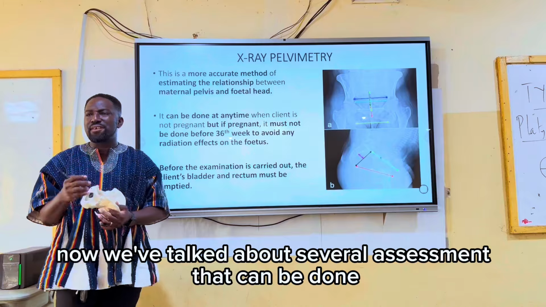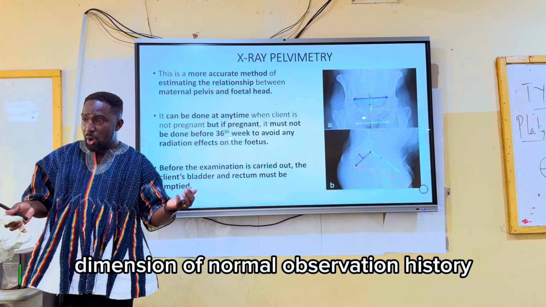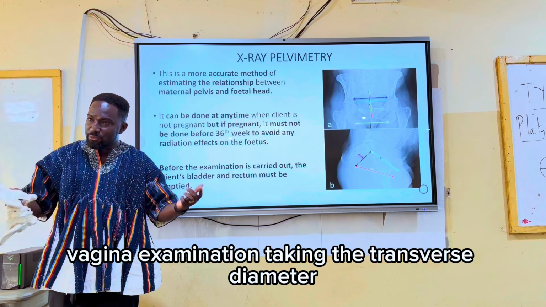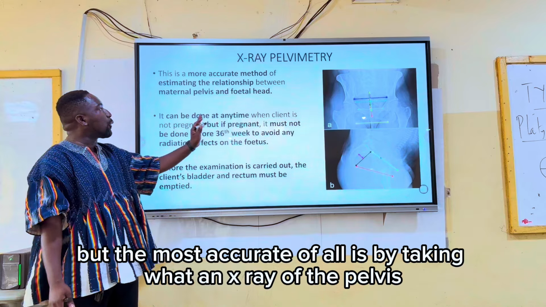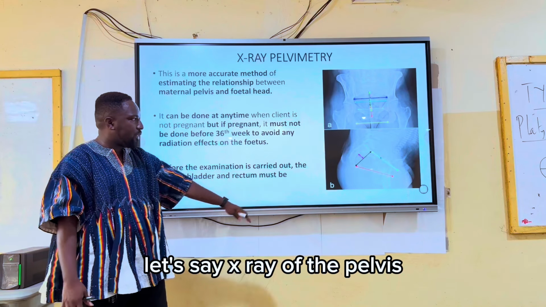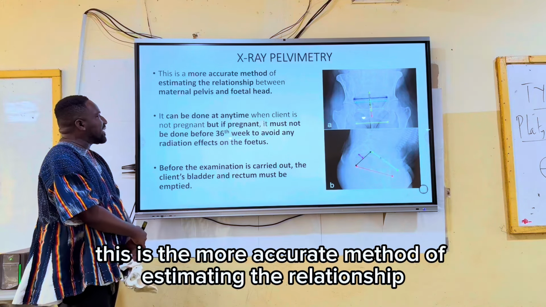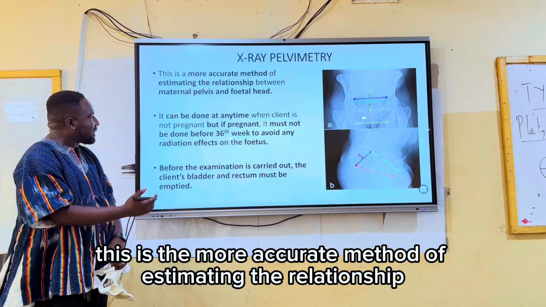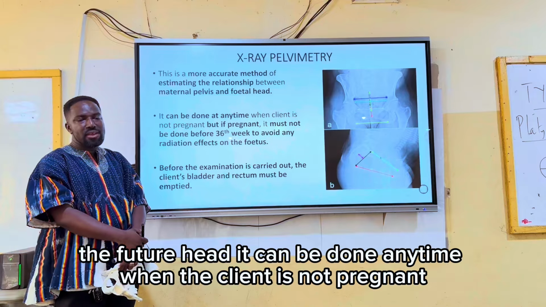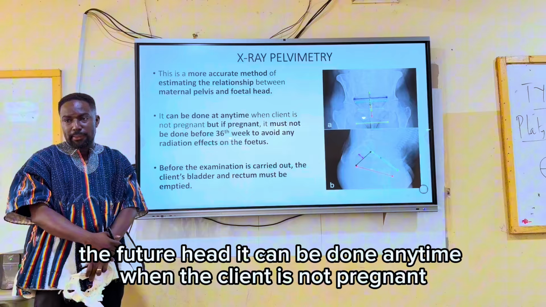Now we've talked about several assessments that can be done at the antenatal clinic. We've mentioned normal observation, history taking, abdominal examination, vaginal examination, taking the transverse diameter. But the most accurate of all is by taking an X-ray of the pelvis. That is X-ray pelvimetry. This is the more accurate method of estimating the relationship between the maternal pelvis and the fetal head. It can be done anytime when the client is not pregnant.